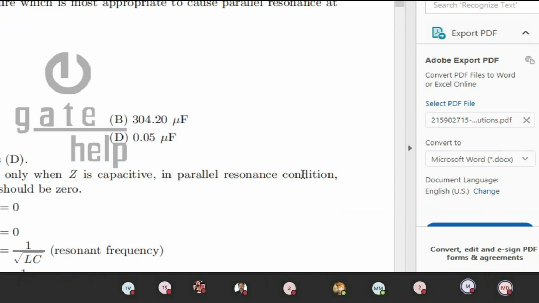So from this you can easily find that the choice is 0.05 microfarads. You can notice that in all the cases, whenever an AC circuit comes into the picture, the most important points are resonance and impedance. Another important point which decides the AC power circuit is frequency.